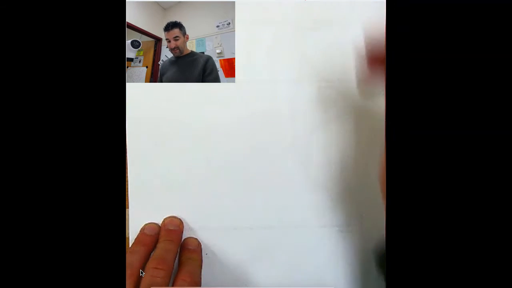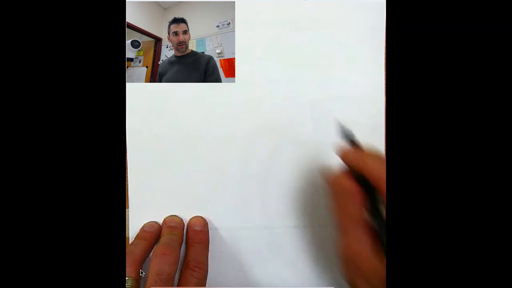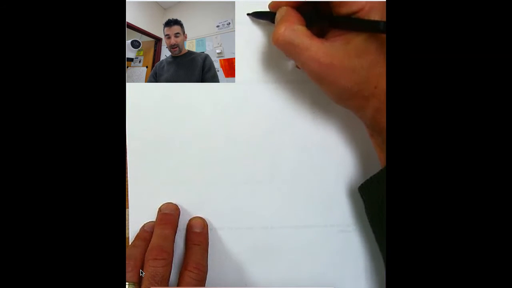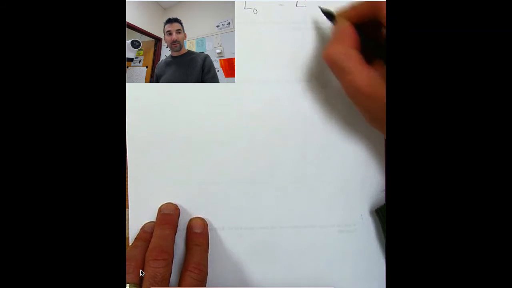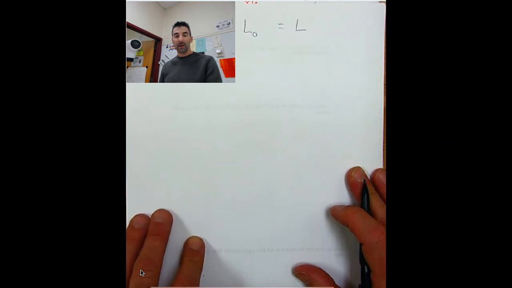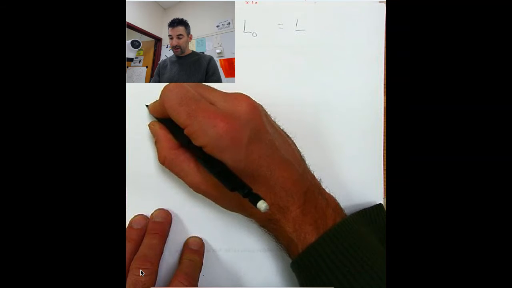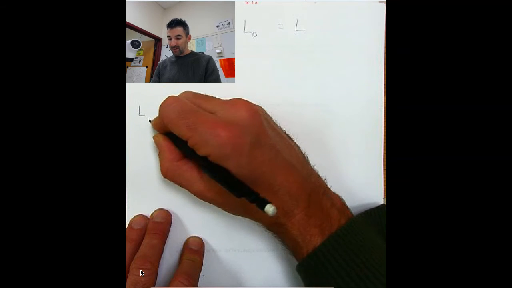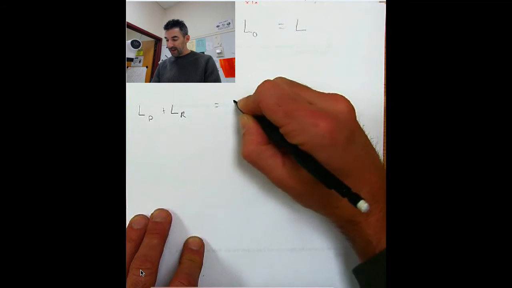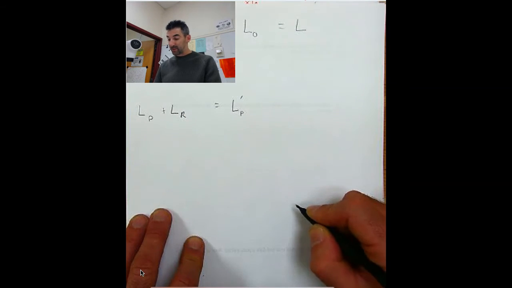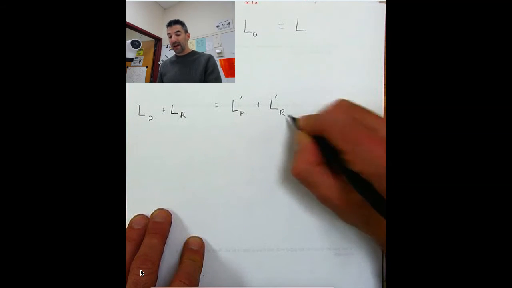I have all my givens up there. I'm going to say initially I have the angular momentum initial equals the angular momentum final. Now, initially I have the angular momentum of the particle plus the angular momentum of the rod. That's going to equal the angular momentum of the particle after the explosion, which I'll designate as a prime, plus the angular momentum of the rod after the explosion.